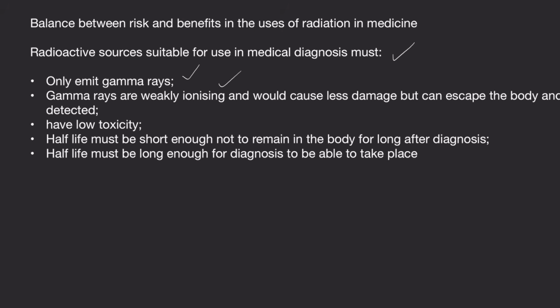Typically, a pure gamma source would be injected into the patient in small doses. This would allow the imaging to take place via something known as the gamma camera. Because of that, they should also have low toxicity. The half-life must be short enough not to remain in the body for very long after the diagnosis, but it must be long enough for the diagnosis to be able to take place.